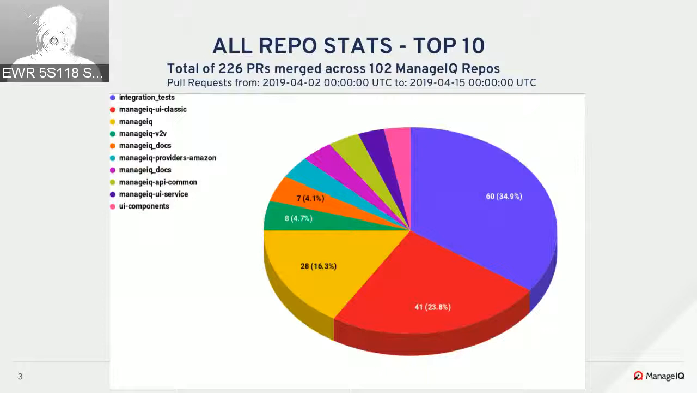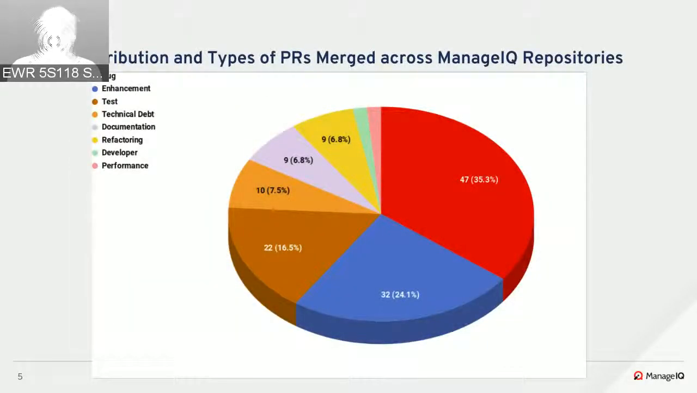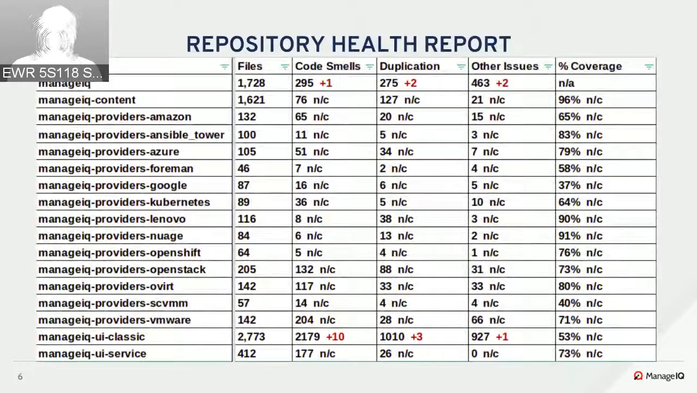So we had 226 PRs merged, and integration test took the lead. And here we see again the 226 PRs merged. We just lowered a little bit there since 2 weeks ago. And here, I believe 2 weeks ago we had test in the lead, but now we're back to bug and enhancement. And there really wasn't any movement here, so it's kind of quiet.